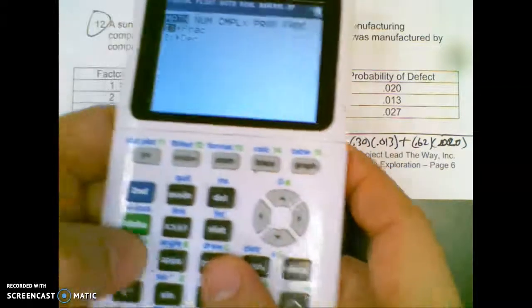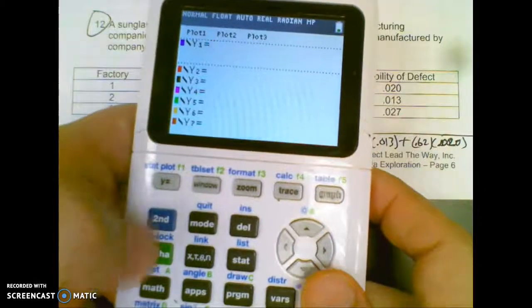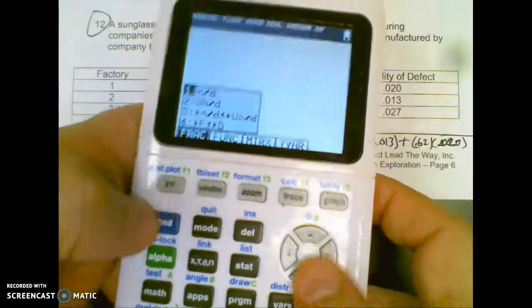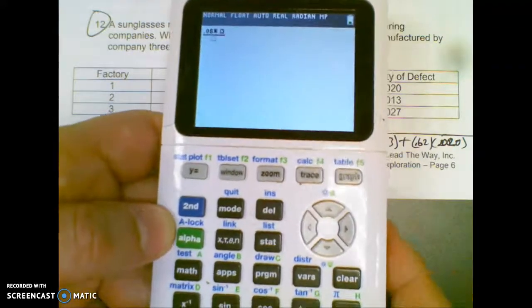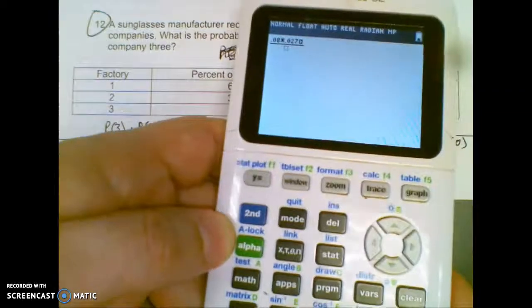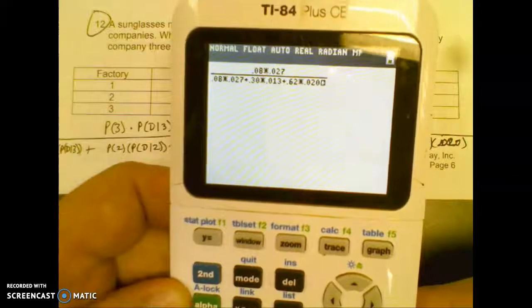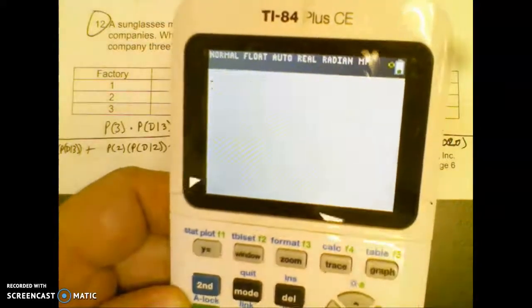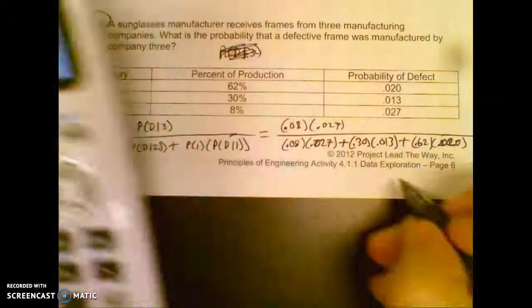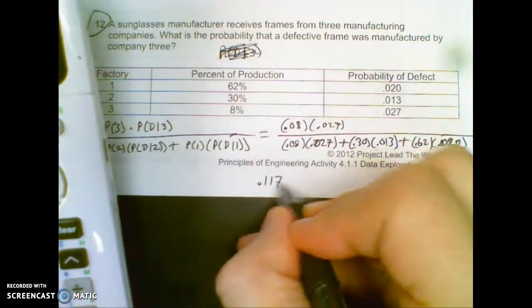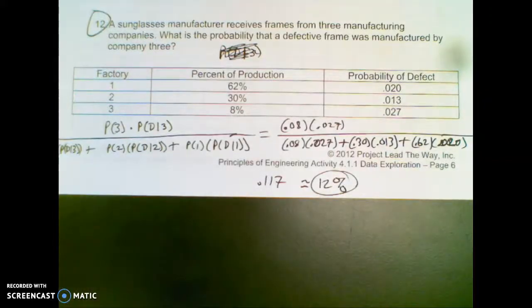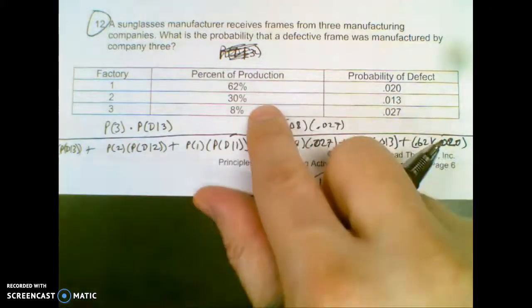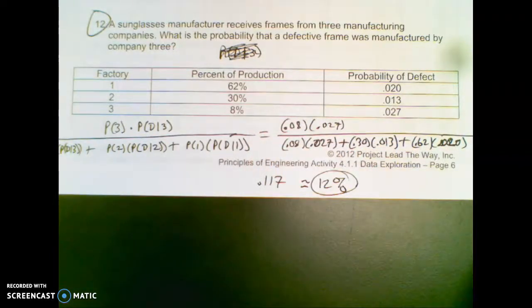I'm going to use the fraction button just so it's easier to see. 0.08 times 0.027 on top, and then the bottom is going to be filled with this. Let me pause it. Okay, so here we go. We got this in here, and we hit enter, and you get 0.117. So 0.117 is about a 12% chance that the defective frame was actually from these guys. Anyway, that's kind of how you do those.